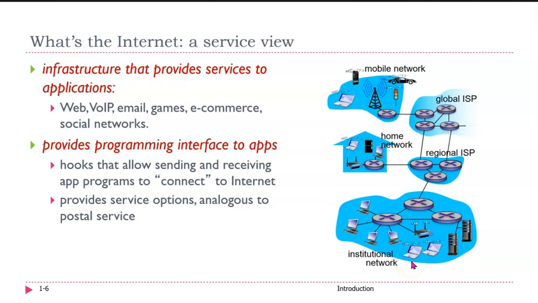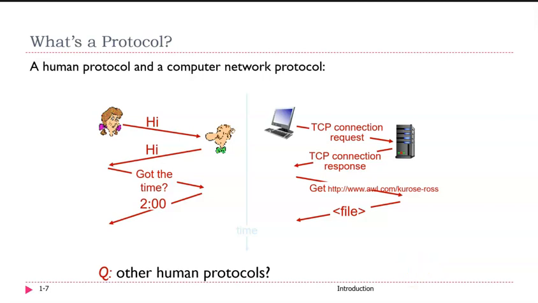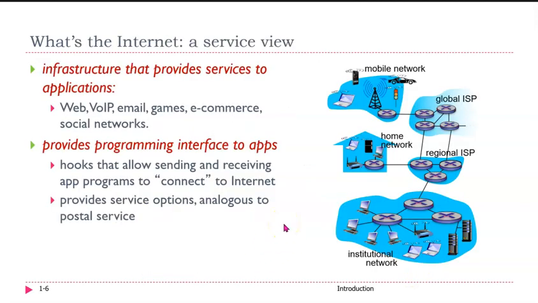If we look at the internet from a service view, it is actually infrastructure that provides services to applications. For example, web pages, voice over internet protocol, email, electronic games, e-commerce applications, shopping online, and so on, and the most popular one is social networks.